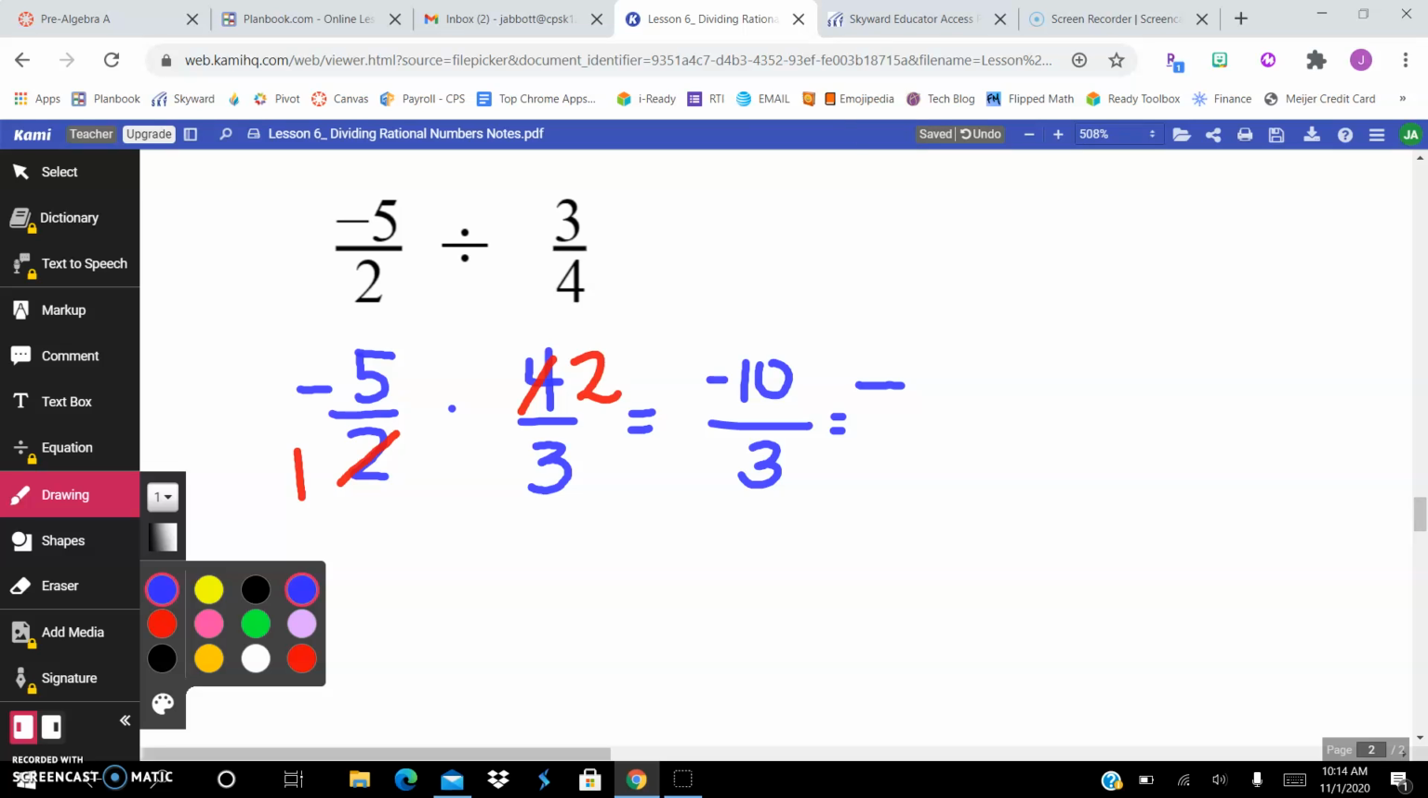And then how many 3's are in 10? Well, 3 times 3 is 9, so that's as close as I'm going to get. So there's 3 of them, and we're at the number 9. We have to get to 10, so we need 1 more, and then we keep our denominator, the 3.